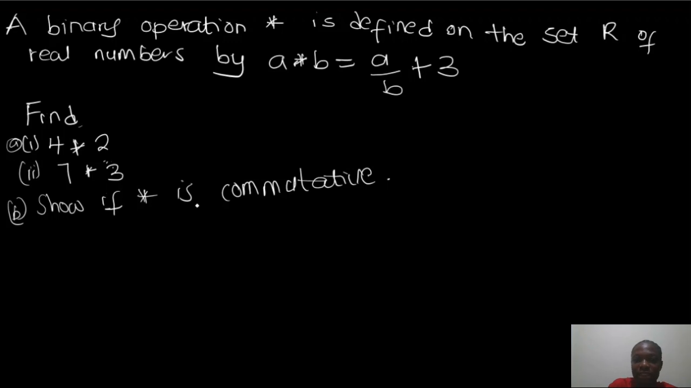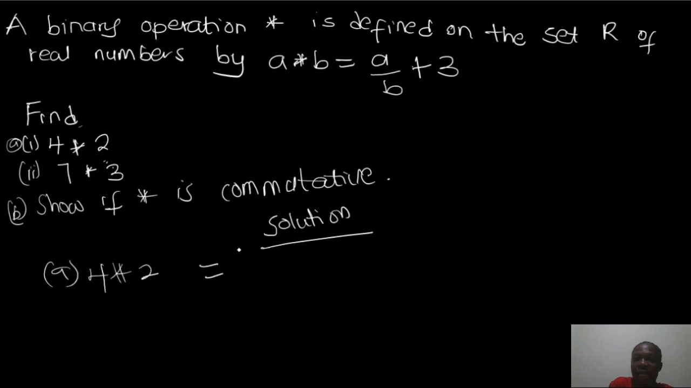So let's start with part A. Solution. A wants us to find 4 star 2. So using the rule, we know that a star b is a over b plus 3. So it means that 4 star 2 is going to be 4 over 2 plus 3, which is equal to 2 plus 3, giving us 5.